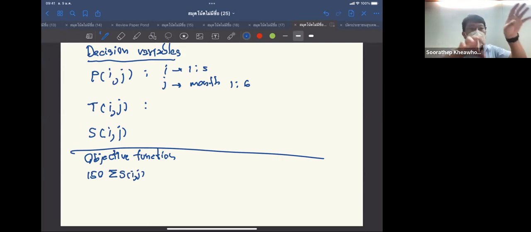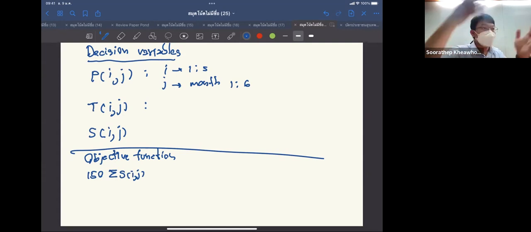Because S_IJ, of course, you have I representing each type of oil, but no matter the type, you have to buy it, and there is no loss during the process. So the final amount equals the amount of raw material. Okay. So summation of S_IJ. Okay, got it? Any question on that?